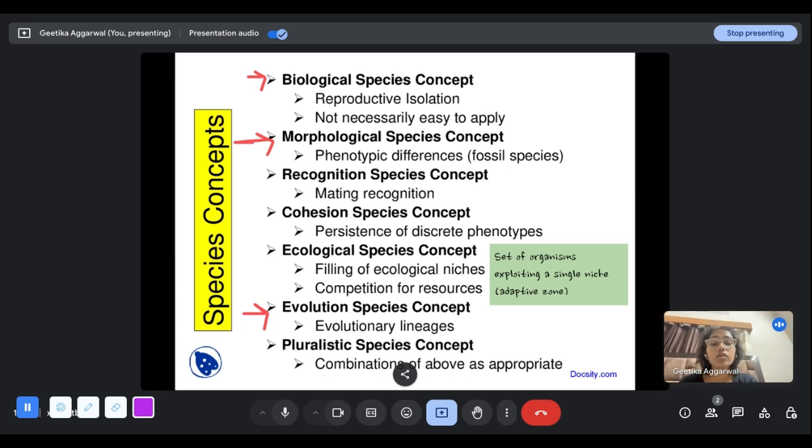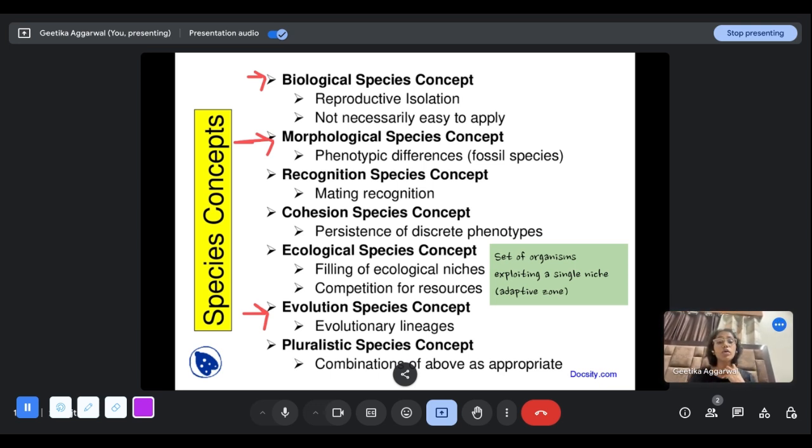Then there is the cohesion species concept, where we talk about persistence of discrete phenotypes. These discrete phenotypes are still persisting together. That's the cohesion species concept. Then there's the ecological species concept, in which we are looking at a set of organisms that exploit a single niche.